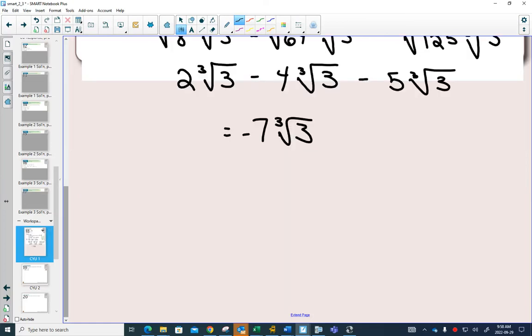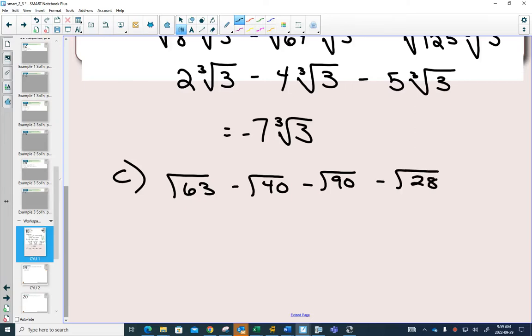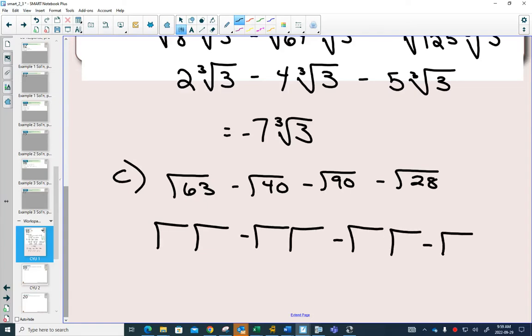And then for part C, we've got square root of 63 minus the square root of 40 minus the square root of 90 minus the square root of 28. So now these are square roots. So now you're looking for your perfect squares. I'll get the setup. You've got to find the biggest perfect square that divides each of those.